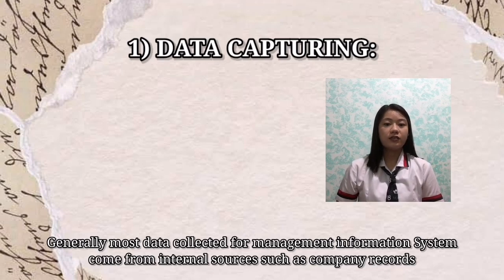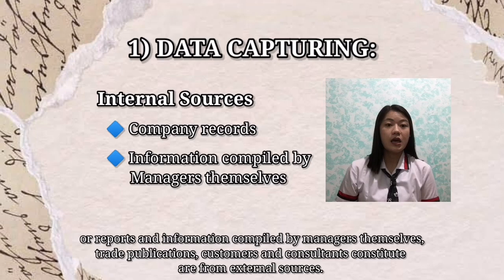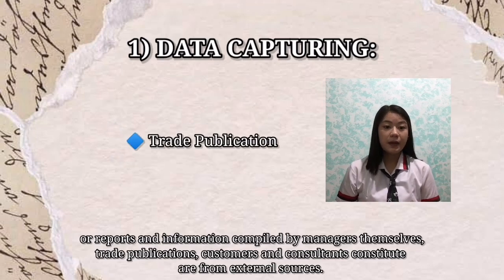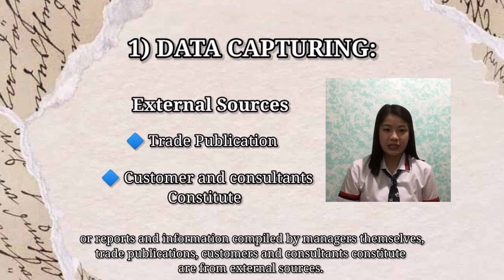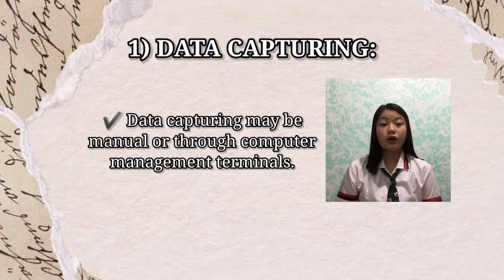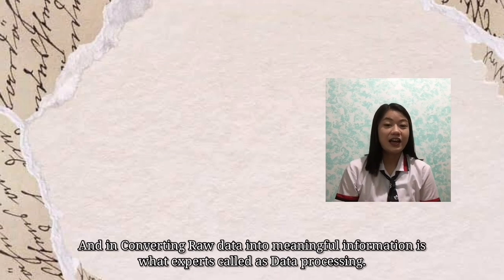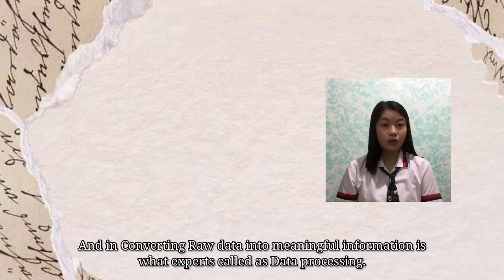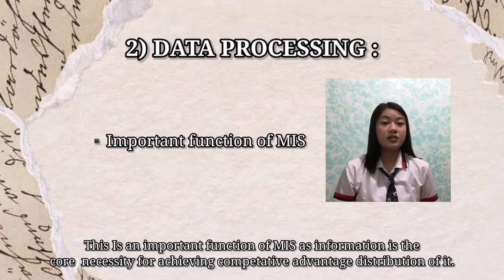Generally, most data collected for management information system come from internal sources such as company records or reports and information compiled by managers themselves. Trade publications, customers and consultants constitute the external sources. Data capturing may be manual or through computer management information system terminals. And converting raw data into meaningful information is what experts call data processing. This is an important function of MIS as information is the core necessity for achieving competitive advantage.